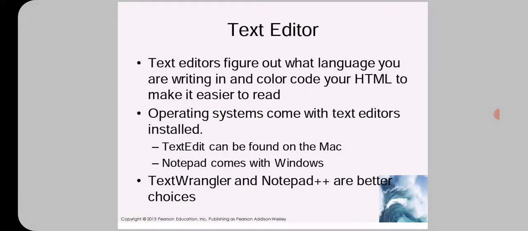A text editor figures out what language you are writing and color codes your HTML to make it easier to read. Operating systems generally come with their own text editors installed, like Notepad, and browsers like Windows Explorer and Google Chrome. To code and run any HTML program, no special software is required, no special compilers or translators.